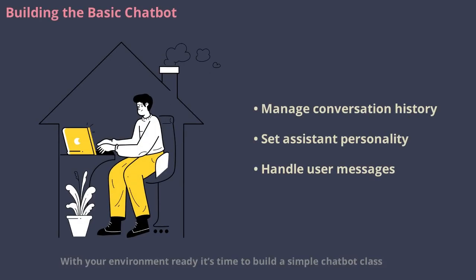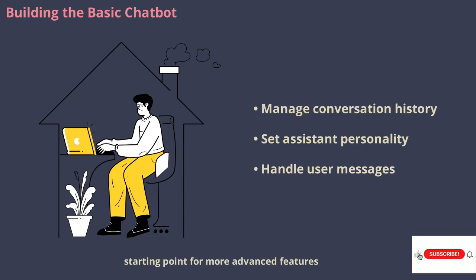With your environment ready, it's time to build a simple chatbot class. This class manages conversation history, sets the assistant's personality, and handles user messages. By storing messages and using the OpenAI API, your chatbot can maintain context and provide relevant responses. This foundational structure is the starting point for more advanced features.